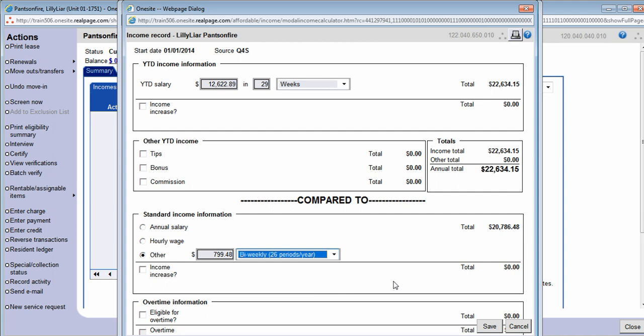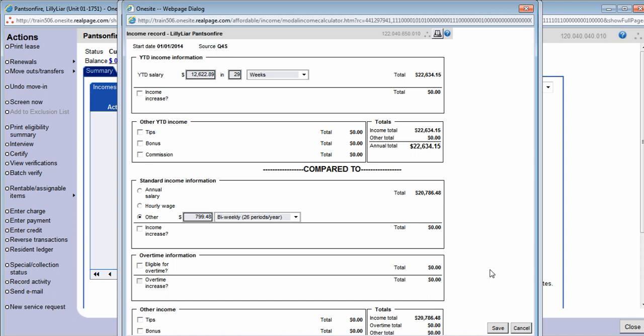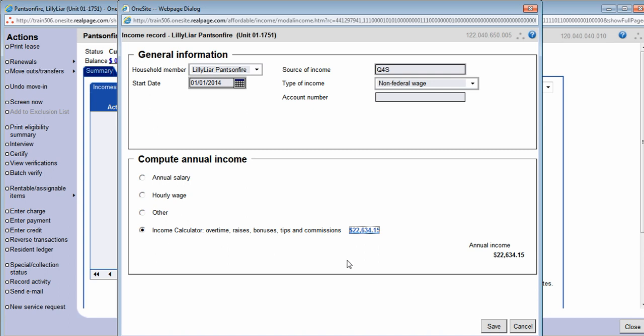All right, so we are at $22,634.15 for the year to date, and $20,786 for the average of 6 months on the paycheck stubs. Of course one side's going to take the larger number. They're very close. They agree with each other perfectly fine. So we're going to hit save. All right, so there we have it. That's how you use paycheck stubs versus using the employment verification.